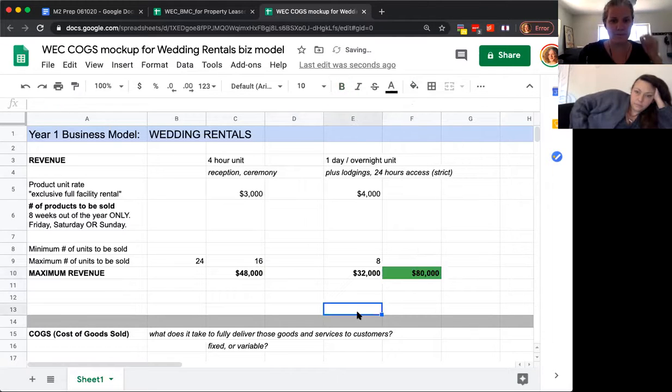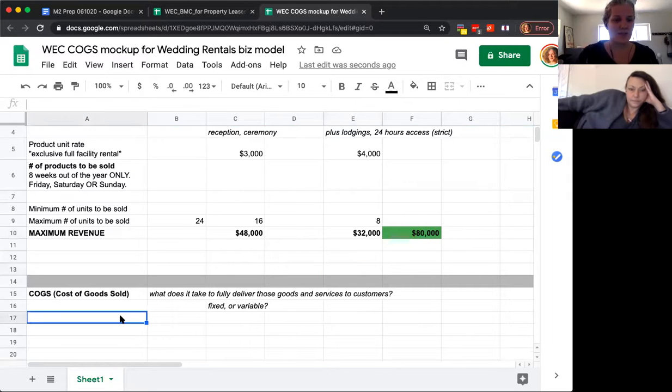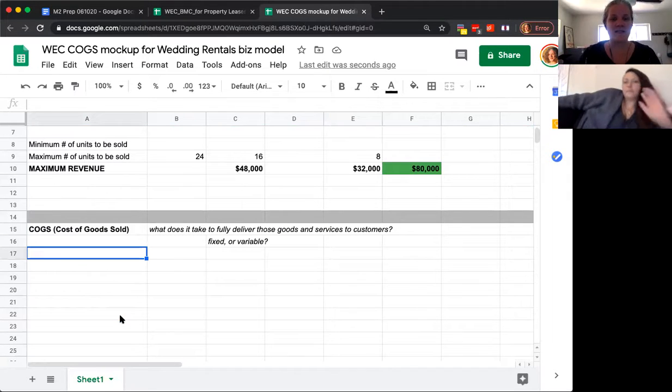Okay, great. So we only have 2 minutes left, but let's just add another 5 minutes on just to kind of get the juices flowing, and then you can take this over and actually continue working with this sheet as homework. So cost of goods sold is what does it cost to deliver on those products.